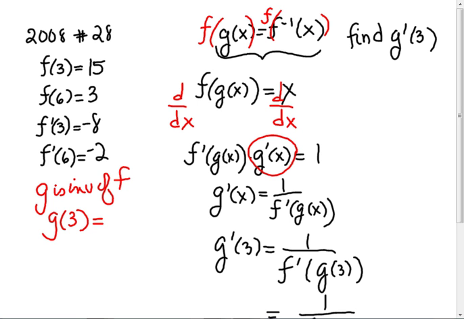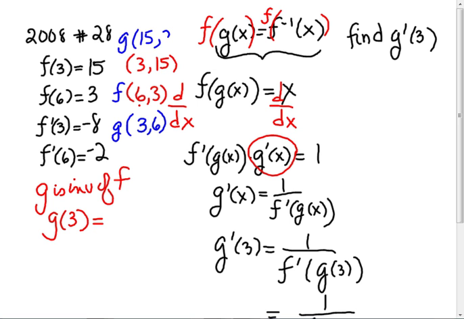Well, the ordered pair here is 3, 15. This is 6, 3. And these are derivatives. So now you have a 50-50 chance to pick the right ordered pair. They always are going to do this to you. Now just think for a second. This is the inverse of this. What do you do with inverses? So this is f. So what's g then? You switch the x and the y. So if I do this, this is g of 15 equals 3.